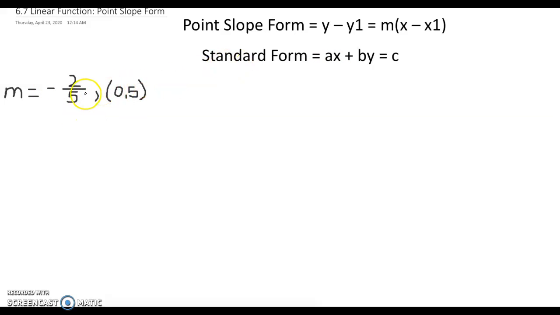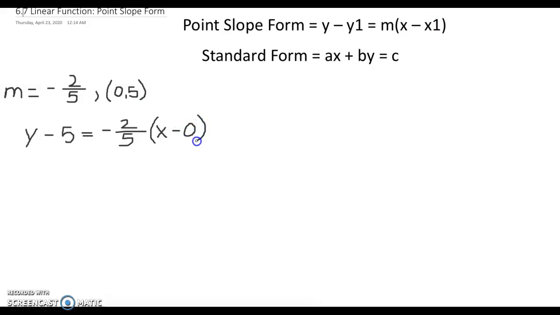So we're going to put the numbers into our formula and write out our problem. Y minus 5. This is the y axis, that's y1. Equals m. M is negative 2 over 5. Parentheses, x minus x1. X1 is 0.